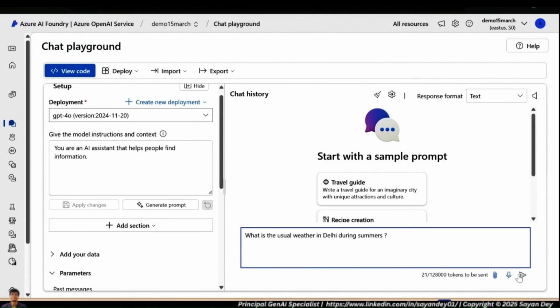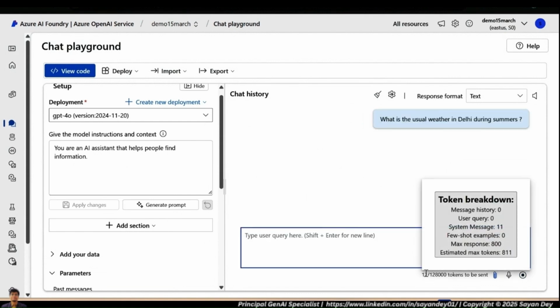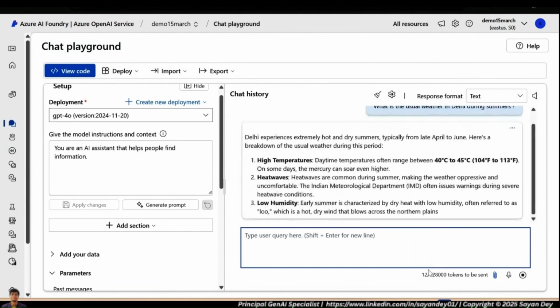And if you just run it, you'll see the output tokens will also get generated, and in total you can get an idea of how many tokens are getting used up.